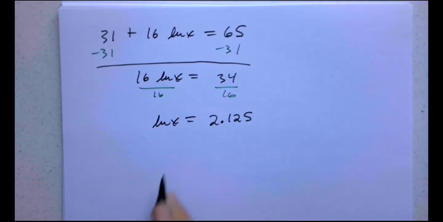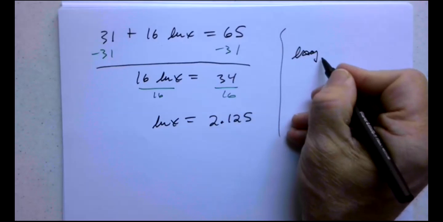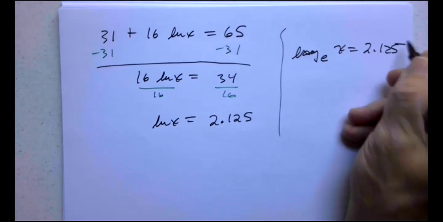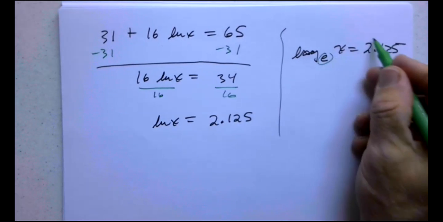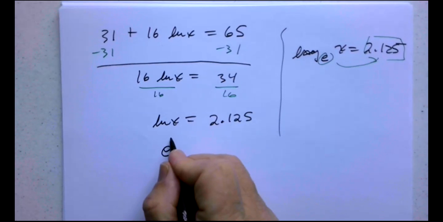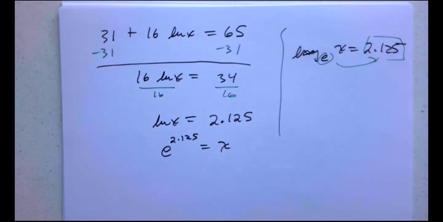You've got to remember that the base of the natural log is e. So what I really have is log base e of x is 2.125, right? So the base is e. e to the 2.125 equals x. And I'll show you how to find that on the calculator.